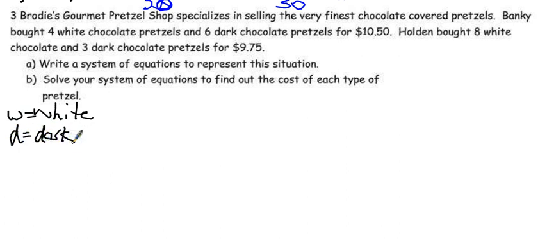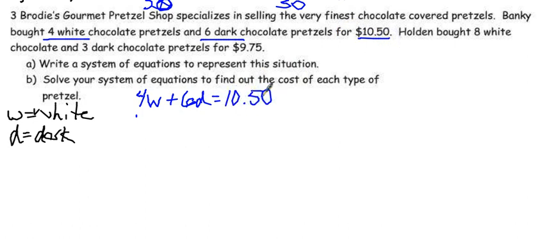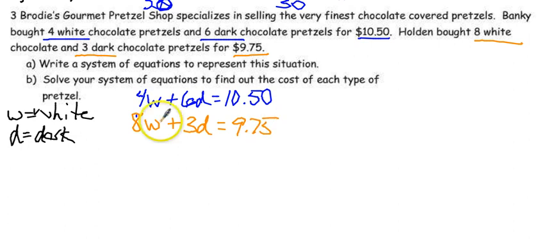So when I write my equations, this is what I'm going to get. For Banky, he bought 4 white, 6 dark, for a total of $10.50. Okay? And then for Holden, he bought 8 white and 3 dark. So that'd be 8W plus 3D equals a total of $9.75. Okay? And so then you have your 2 equations here.